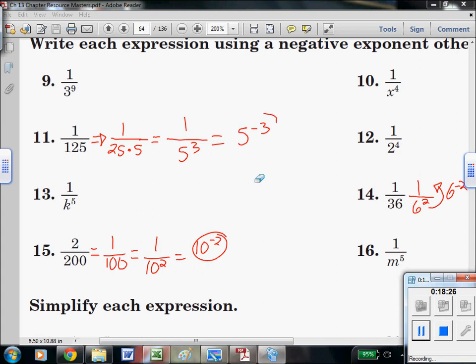So 5 to the negative 3 power, and it's over 1, or just over, you don't have to write it. So that's going to be the simplified version of number 11.